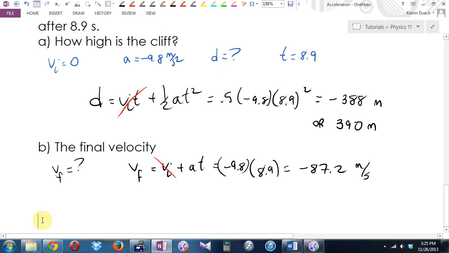What else could I ask you? I guess I could say find the velocity after 3 seconds. That would be the same as part B, except I put a 3 seconds in. I could ask you to find the velocity at any time before it hits the ground. Are you gonna do that? Could. Yes.